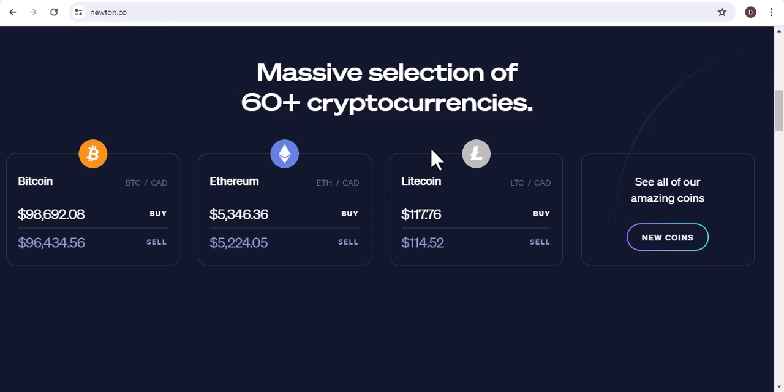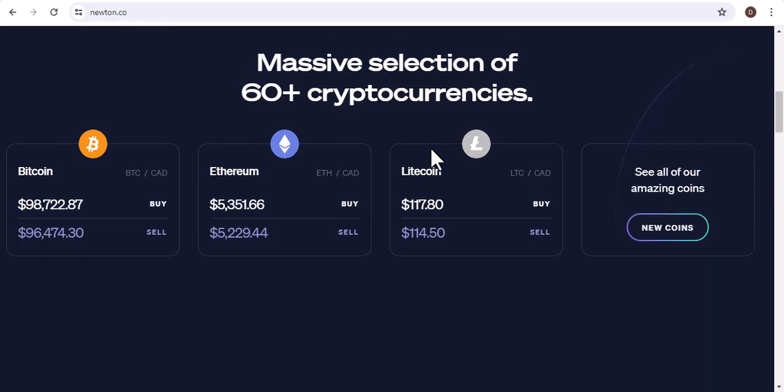I would also like to add that Newton is a great platform for buying and selling cryptocurrencies. They offer a wide variety of coins and tokens, and their fees are very competitive. I highly recommend checking them out if you're looking for a reliable cryptocurrency exchange.